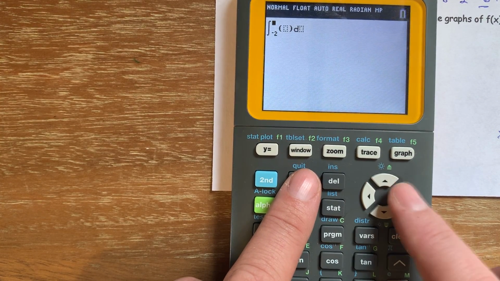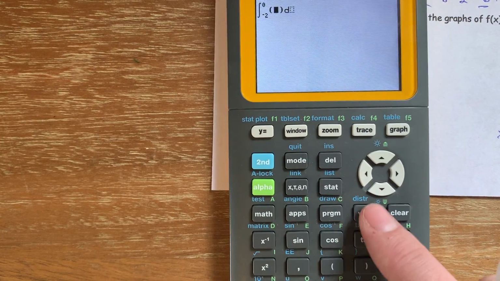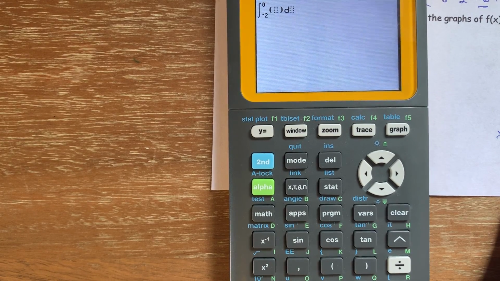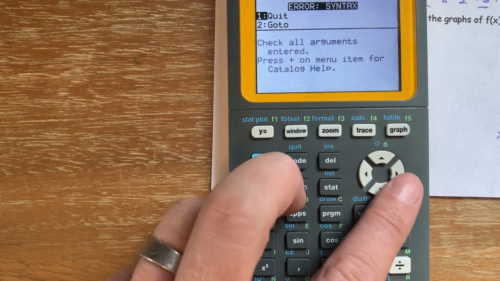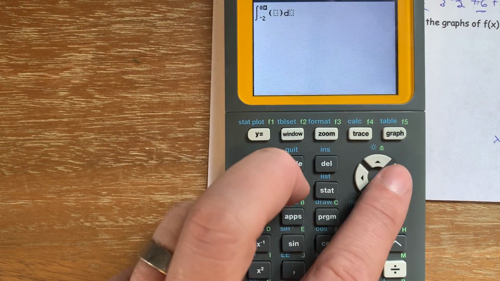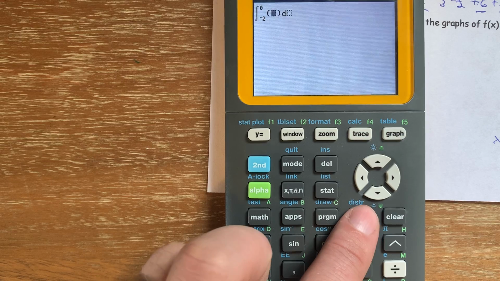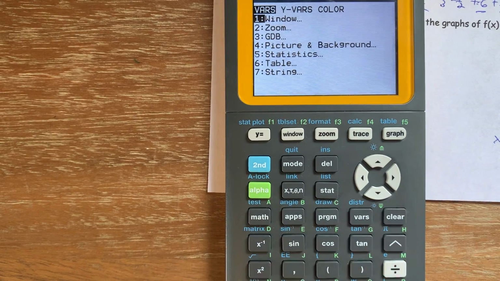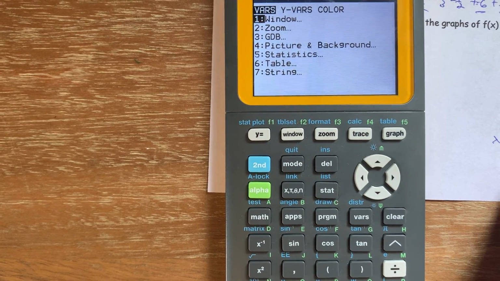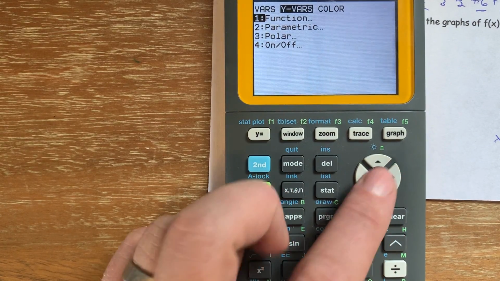Instead, what you do is you go to variables. There's a variables button right here. So you go to variables, vars. Oops, what did I press? I pressed enter or something. Okay, I meant to press variables. And then you press over to y vars, y variables, and press enter.